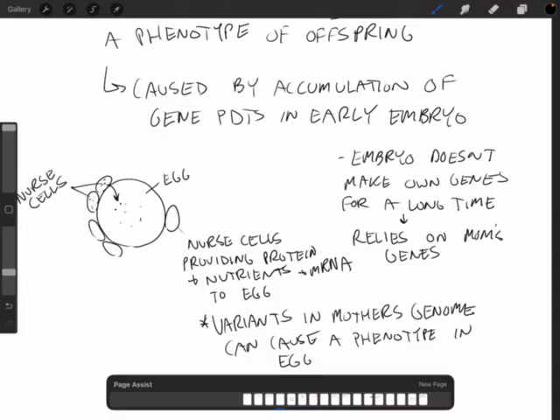So there's a window here where if you have an mRNA or a protein from mom that has a variant in it, that variant can cause a phenotype in the early embryo. And it will not matter what the embryo's genome has because they're not making anything from that genome, right? So the embryo gets off to a sluggish start. It's not making anything. All of the mRNA and protein for the early cell division is coming from whatever was deposited by the mom into the egg.